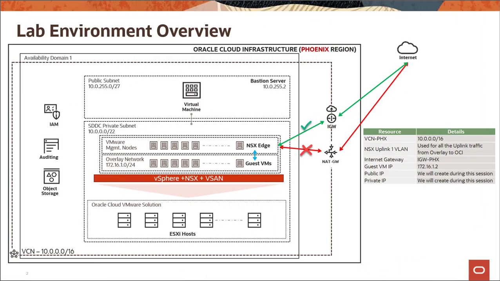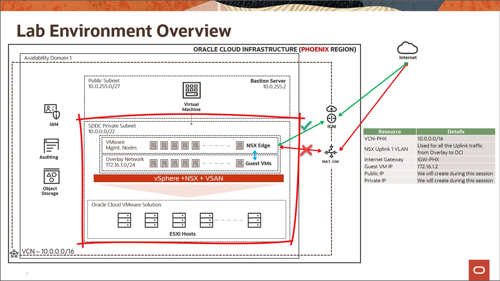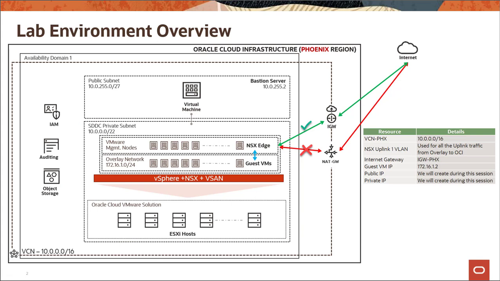For this demo, we will be using this lab environment. You can see that we have an SDDC in the Phoenix region within a VCN with CIDR block 10.0.0.0/16. The guest VMs are in the overlay network with CIDR block 172.16.10.0/24. We also learned from the previous demos that all the VMware management nodes leverage VLANs within OCI. For this specific demo, we will work within the NSX uplink 1 VLAN. Then we will convert the existing uplink 1 VLAN to a public facing VLAN.